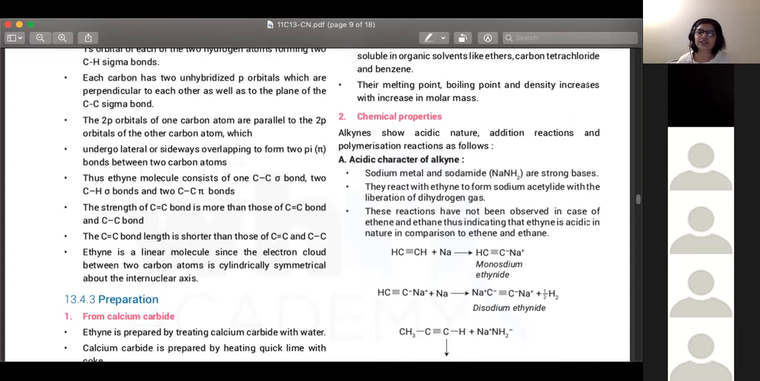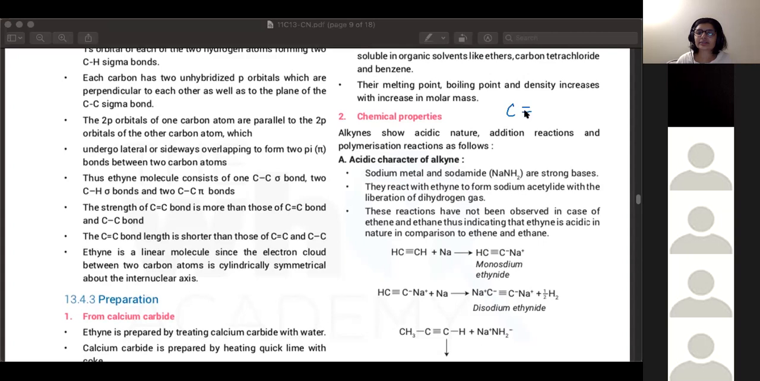Like if you have the triple bond somewhere in the middle of a chain, something like this is not going to show as much of an acidic character as something like this would show. All right, so you have acidic character of alkynes, especially when hydrogen is bonded to the triple bonded carbon. And another set of properties comes from the triple bond itself. So just like alkenes, the unsaturated nature of alkynes, they also show addition reactions mainly.